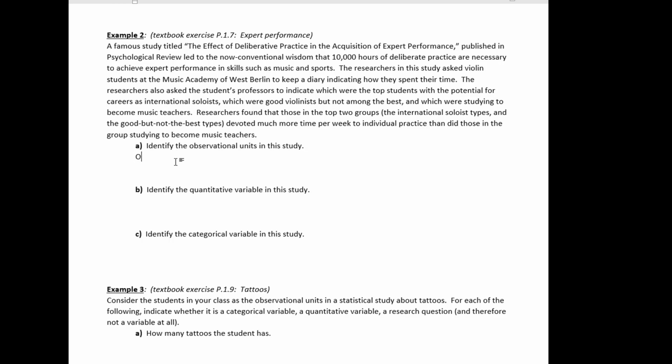All right, again, observational units here. Again, the thing we're observing. The observational units in this are the violin students. They didn't tell us how many this time, unfortunately.